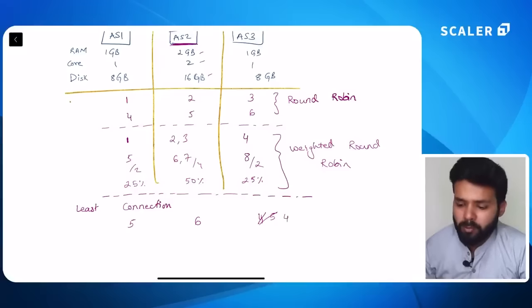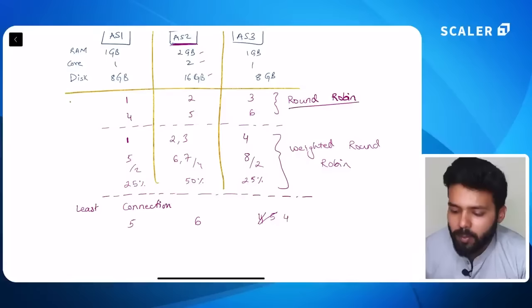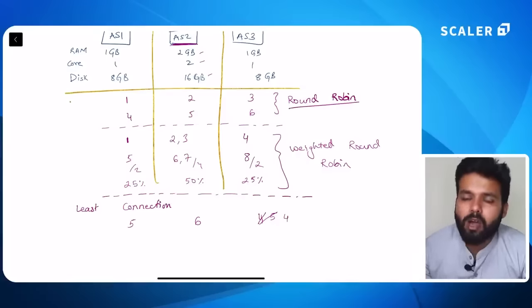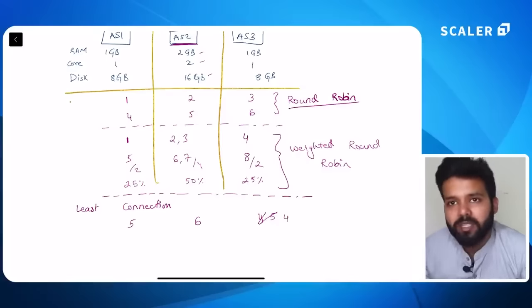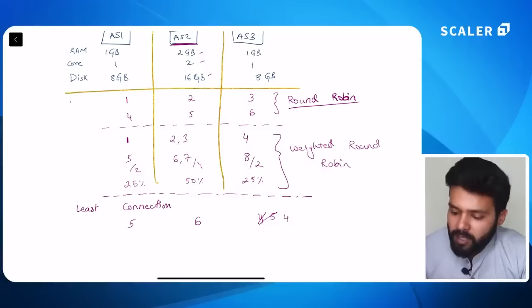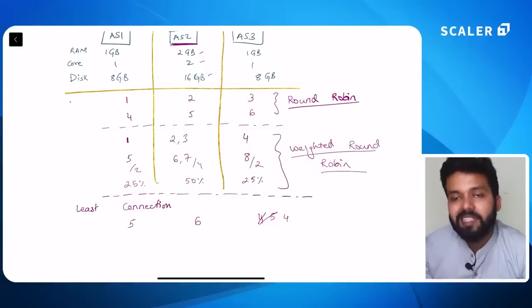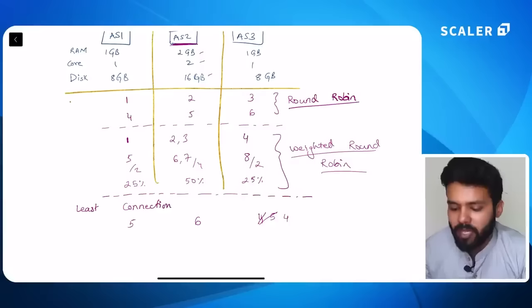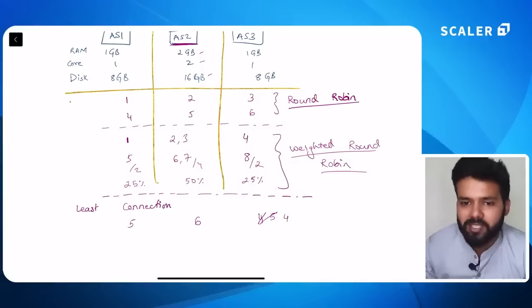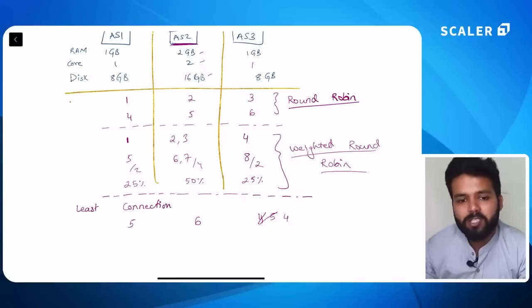Here also we have the same problem as in the round robin strategy, that we are not accounting for the capacity of the instance. To accommodate that, here also we have a weighted least connection routing strategy where you can assign weights to a particular application server and routing will be done based on that.